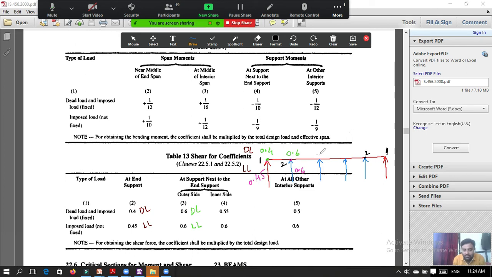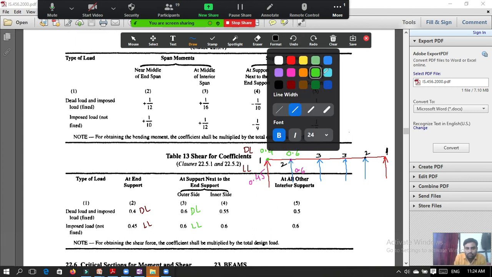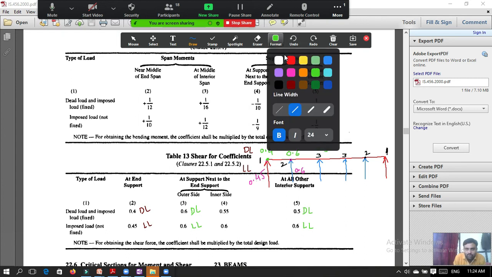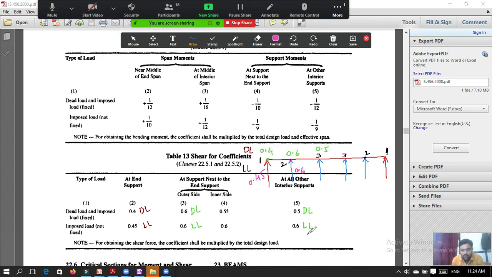And this is your 3. These are the interior supports. Intermediate interior supports. So at this point, what are the coefficients? So the coefficient for dead load. Now again see here, this is your dead load coefficient, here it is the live load coefficient at all interior supports. So dead load coefficient is 0.5. So I will write here 0.5 is the dead load coefficient. And what is your live load coefficient? Live load coefficient is 0.6. So again I will write here 0.6.